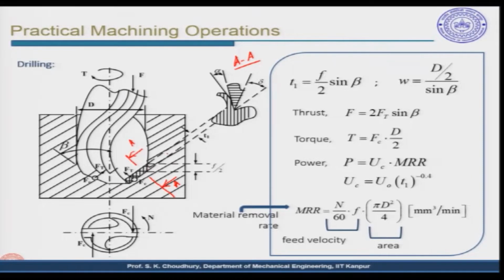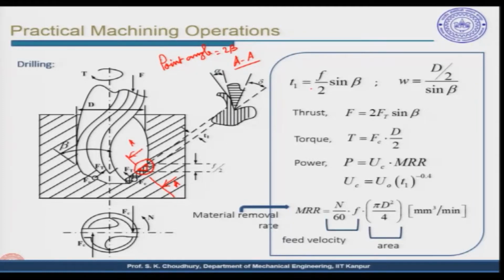Like in the case of turning we had the cutting angle, here we have the point angle. Point angle is 2 beta. So, beta is half of this point angle, and here t1 is equal to f by 2 into sine beta. This you can find out in a similar way as we found out earlier. From this small triangle you can find out the value of t1.